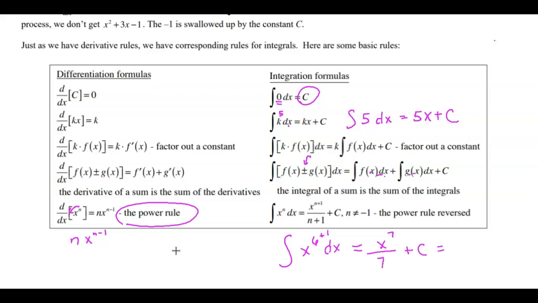Now, you can write it as x to the 7th over 7, or it's really like 1/7 x to the 7th plus c. And no matter how many times we do the adding or subtracting, it's always just one generic constant at the end. All right, so that's the first integral rule for you to memorize, the integral power rule.